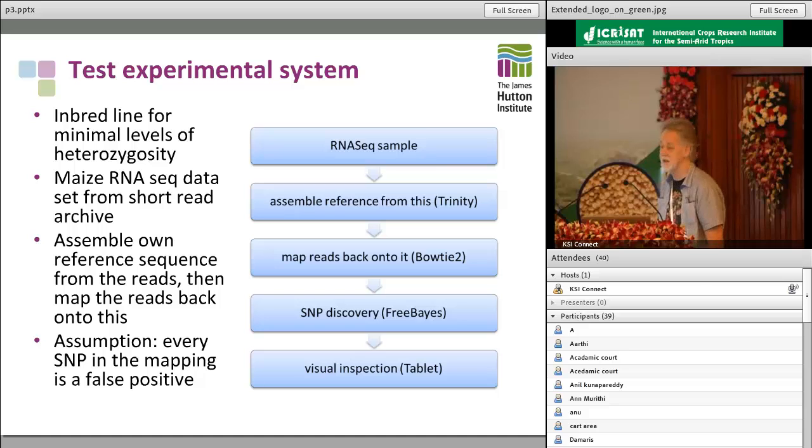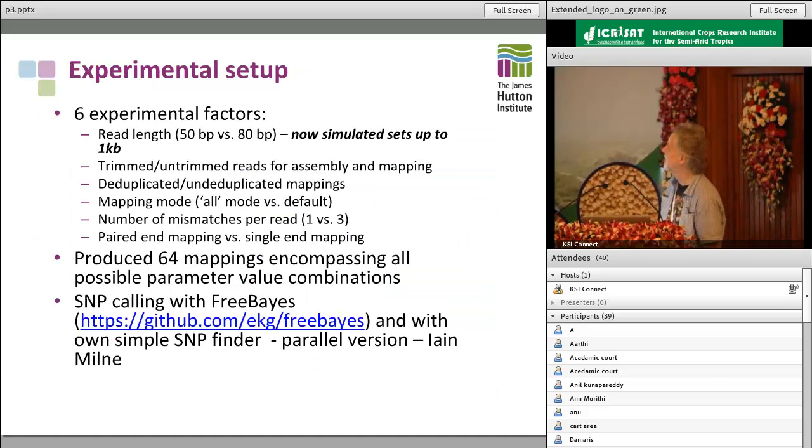In this process, we looked at a number of things. We looked at the read length. In this data set, we played around with read lengths of either 50 base pairs or 80 base pairs. We've now done a lot of simulation up to a kilobase. We used trimmed or untrimmed reads because, again, that's one of the issues you might have to deal with. We also looked at mapping modes, and a lot of read mappers have a number of different mapping modes.